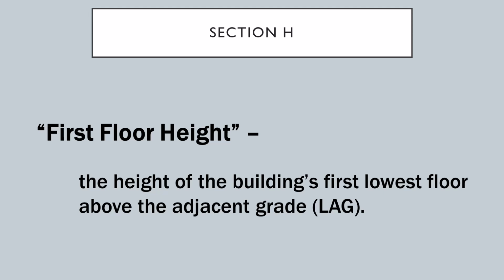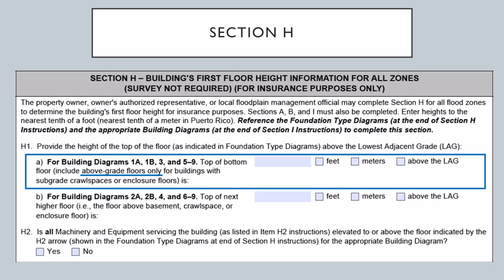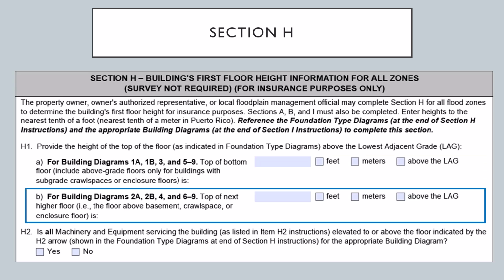Generally speaking, the higher the elevation of a building's first floor, the less flood damage is likely to incur. The elevation in relation to LAG is captured on the form in H1A for building diagrams 1A, 1B, 3, and 5 through 9, or it is captured in H1B for building diagrams 2A, 2B, 4, and 6 through 9. You'll need to be sure feet or meters is indicated and check the box for above the LAG to verify that this is the case.